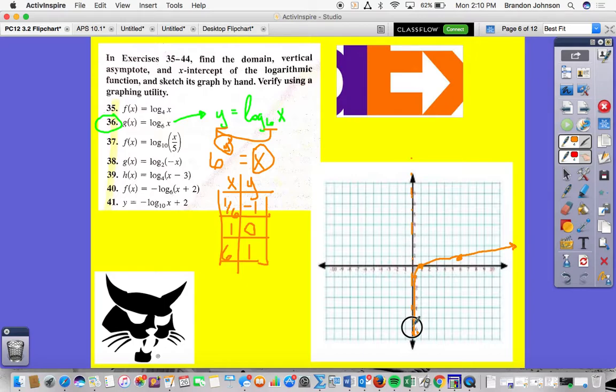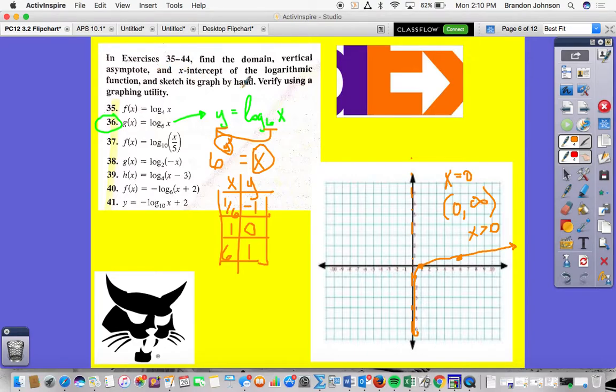it has a vertical asymptote at x equals 0. Note also the domain. The domain would be from 0, in parentheses, comma, to infinity. You could also say that the domain is x is greater than 0. You could say that too for our domain as well.